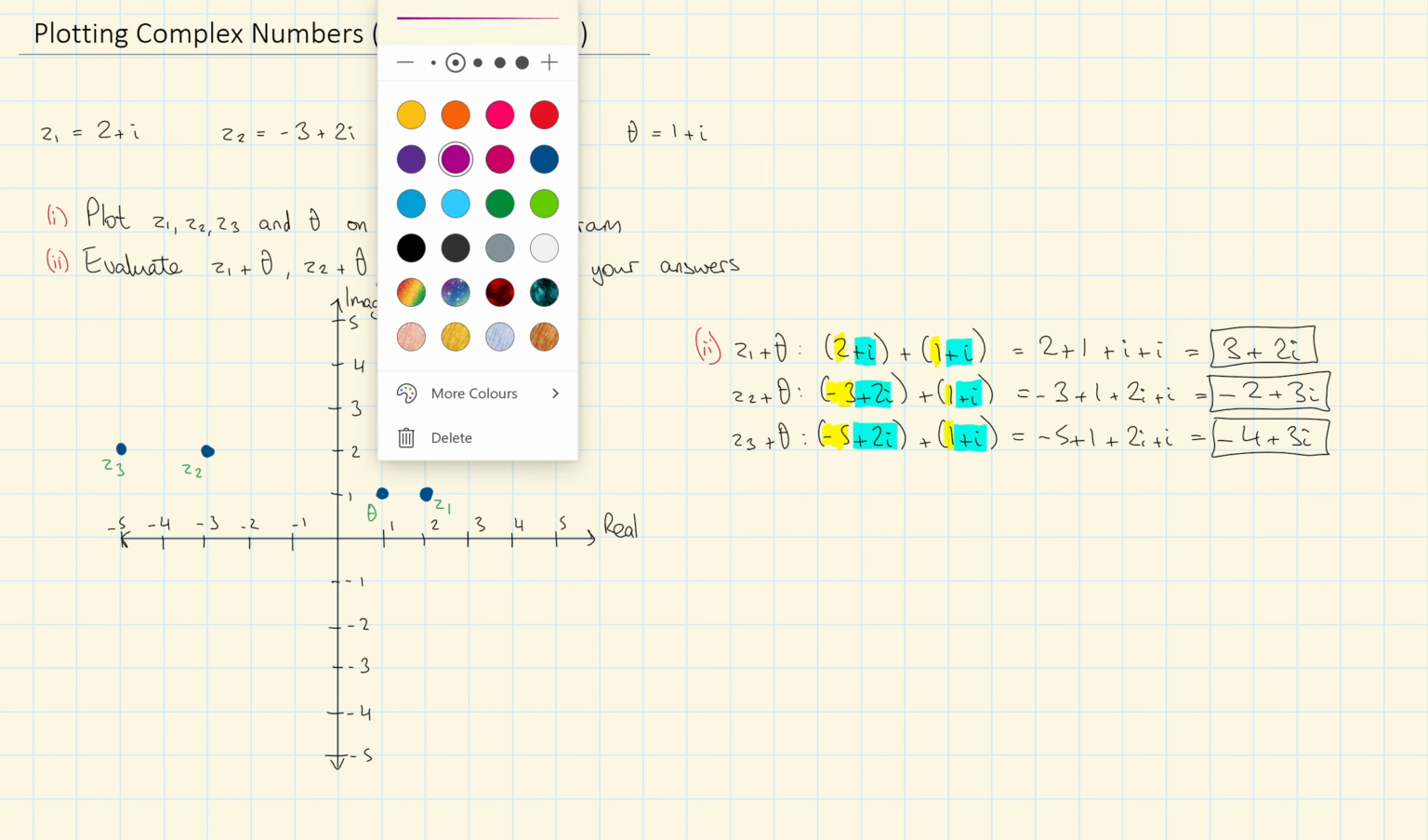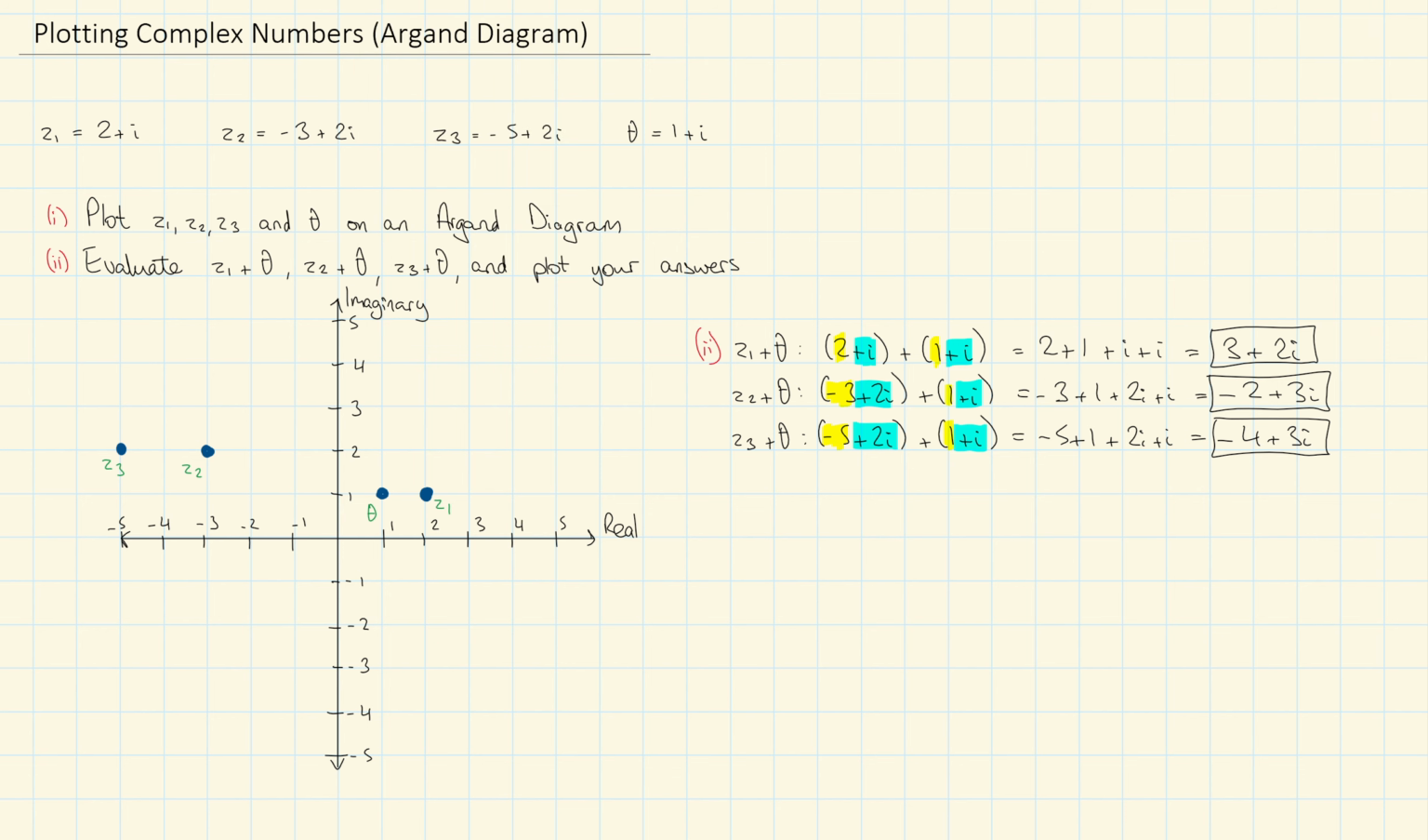Okay, so I can plot these on my Argand diagram now. So z1 plus theta was 3 plus 2i. Then we have -2 plus 3i for z2 plus theta. And our last one is -4 plus 3i. And that's for z3 plus theta. And that's our questions answered.